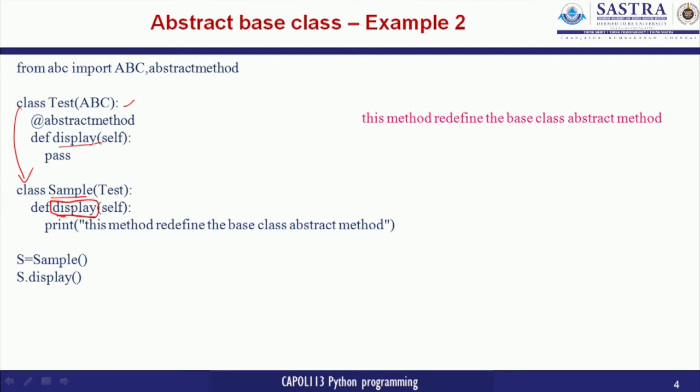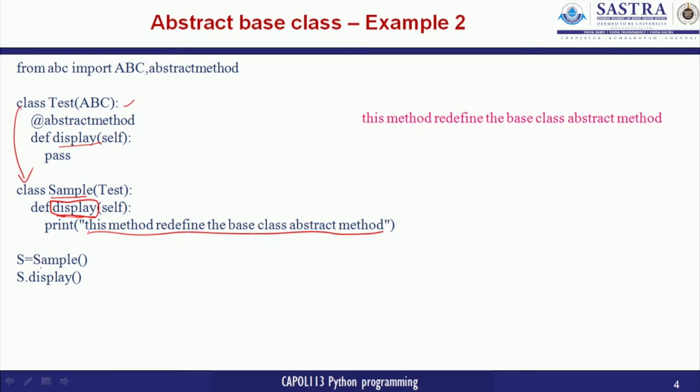So I can't consider a different name here. I should consider the same abstract method name only. What is the statement I have considered here? I will just print one message: this method redefines the base class abstract method. That statement only I want to display.